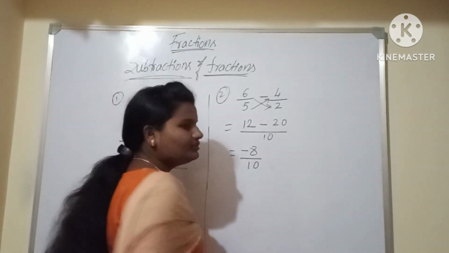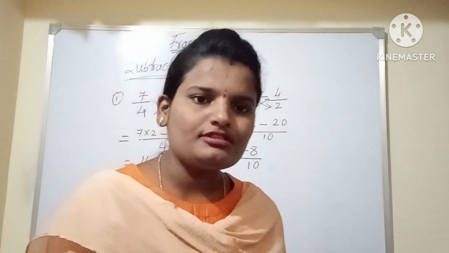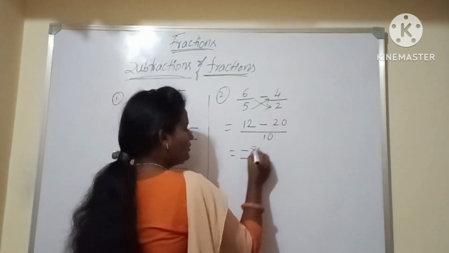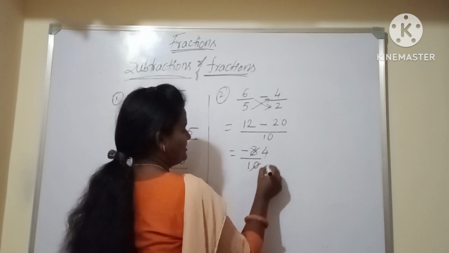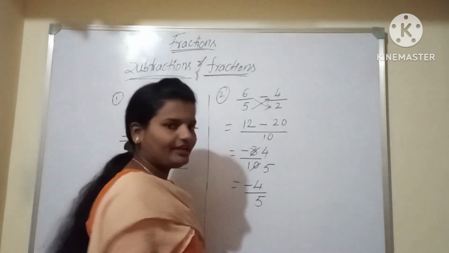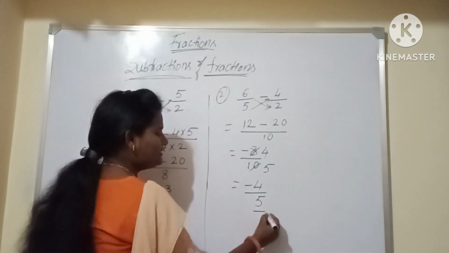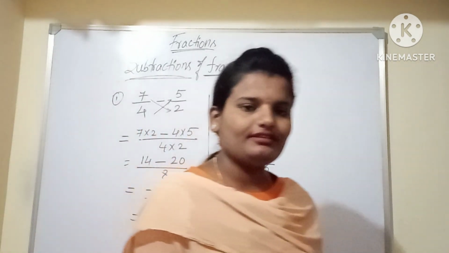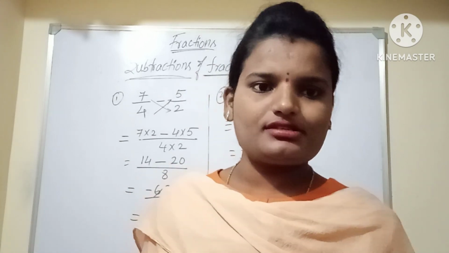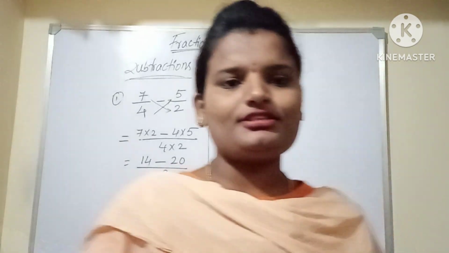Again, both the numbers will go with the same table. What is that? 2. 2 4s, 2 5s. After simplifying, our answer is minus 4 by 5. Like this we have to do the subtractions for unlike fractions. Understood? I hope all have understood.